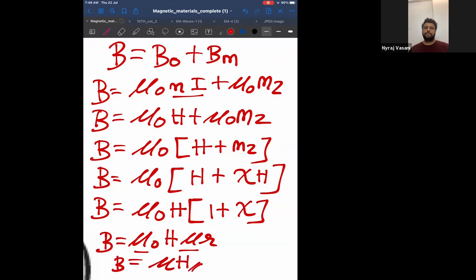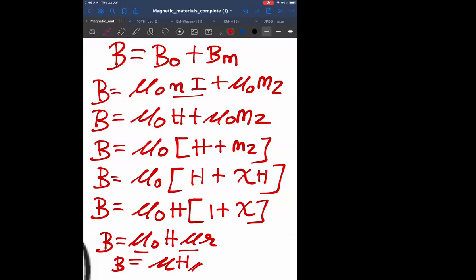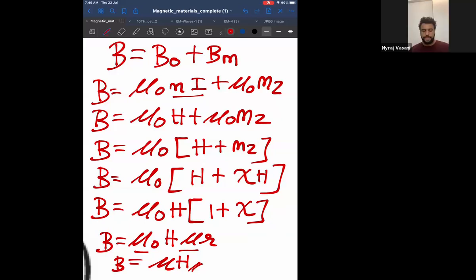This is the answer for the complete magnetic field. And this formula you can use when the complete magnetic field is asked. The formula is B equal to mu into H. Easy? Yes, sir. Any doubt anyone has? Let me know. No? Okay.